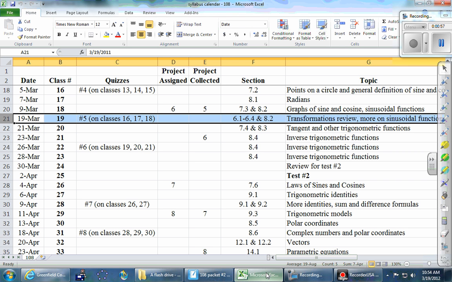And then you can see the next topic is inverse trig functions. And I put 3 days for inverse trig functions. That should give you a sense of how important that topic is to us. And then we have a review day for a test and then the test. So the test is still kind of far away. Anyway, it's coming April the 2nd.